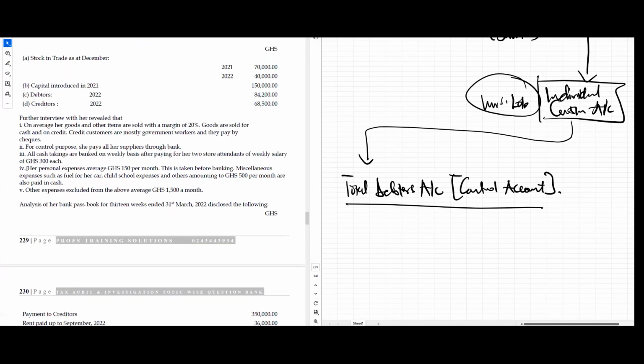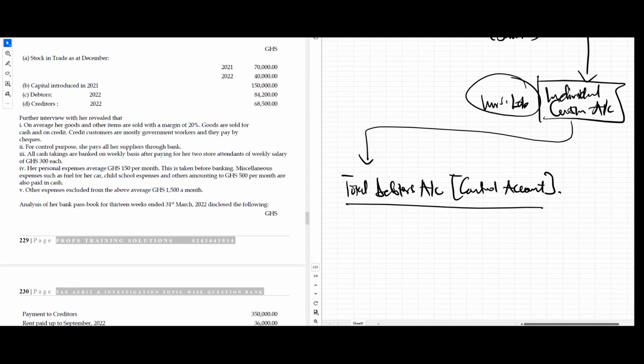So they said that she sells goods on credit to government workers and they pay by check, meaning that where can we find the figures? From bank statements, because they pay by check. So for control purpose, she pays all her suppliers through bank.